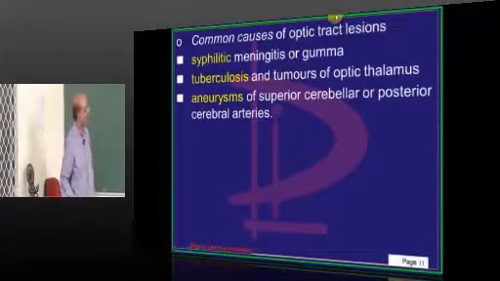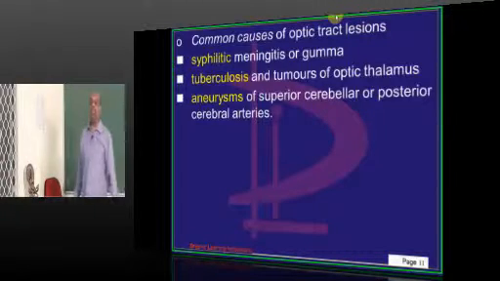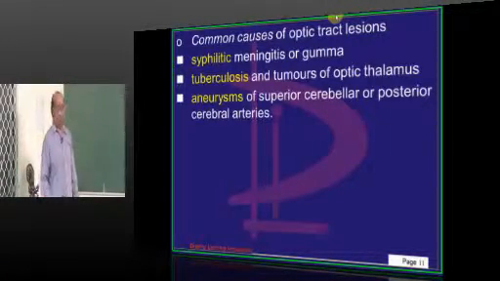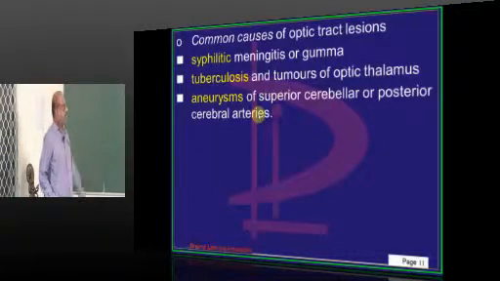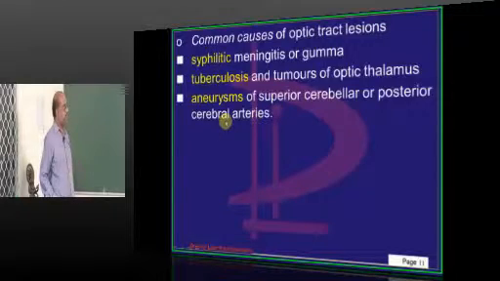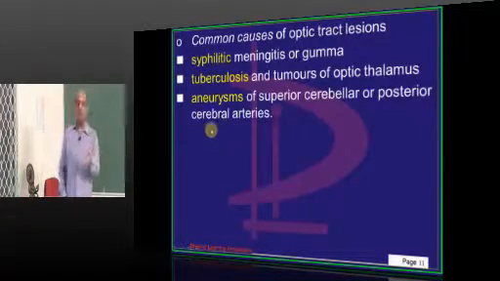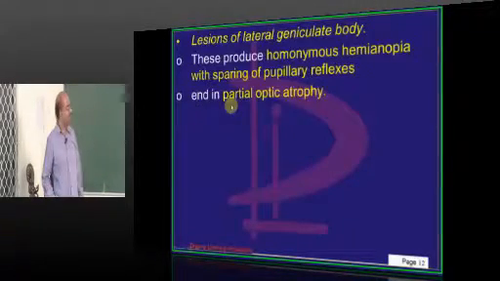That's the reason. Now, what is the common cause for the involvement of the optic tract? Any syphilitic meningitis, or if there is any aneurysm of the superior cerebellar or posterior cerebral arteries, then that leads to development of the optic tract lesions.